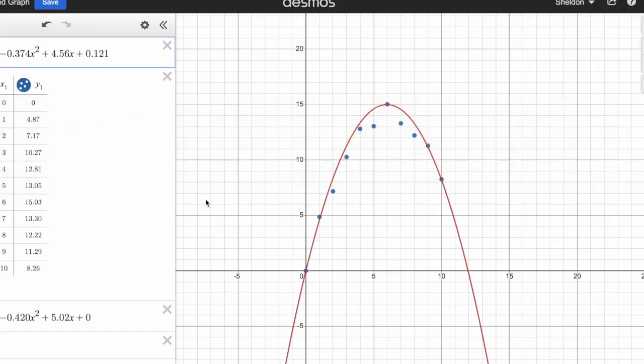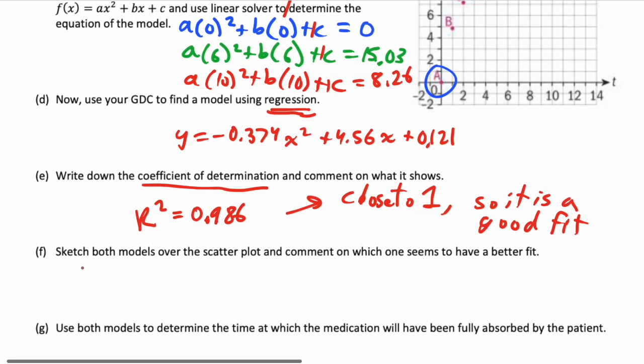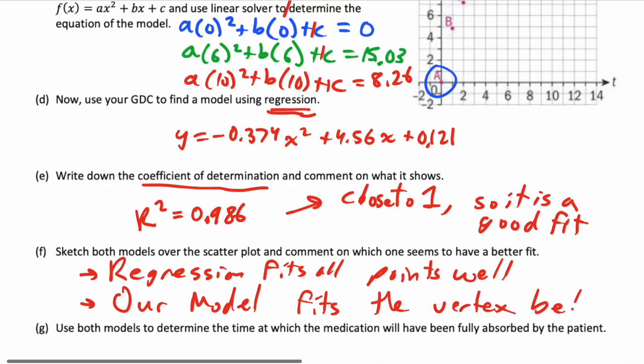Okay, sketch the models of the scatter plot. Well, let's take a look at Desmos, and here is the regression model. You see it fits all the points very well, but it doesn't do a good job with the vertex. So that's what we can answer here. The regression model fits all points well. Our model by hand fits the vertex better. So depending on what you want to use it for, one might be better than the other.